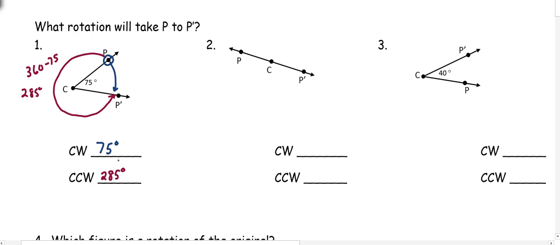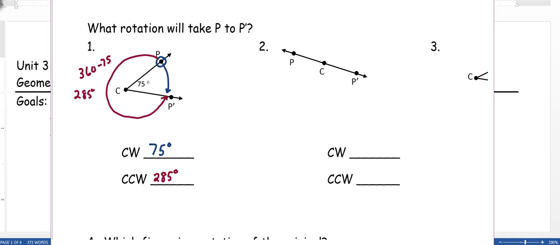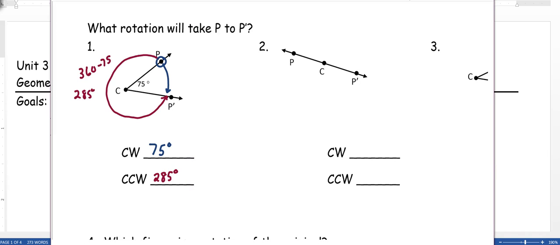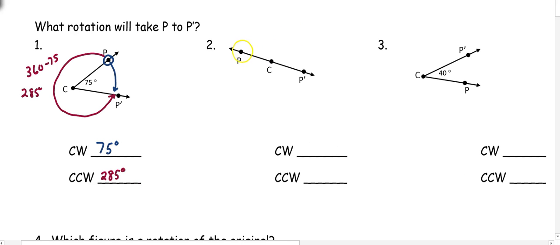Number two is a straight line. Remember, straight lines have a measure of 180 degrees. So if we are going from P to P prime, to go clockwise, we'd go 180 degrees. And to go counterclockwise, because it's a straight line, we'd also be going 180 degrees.